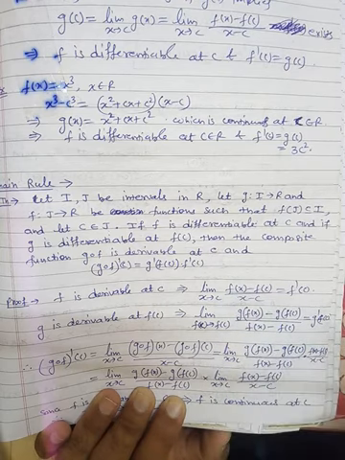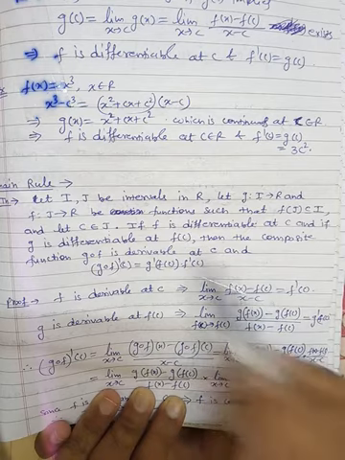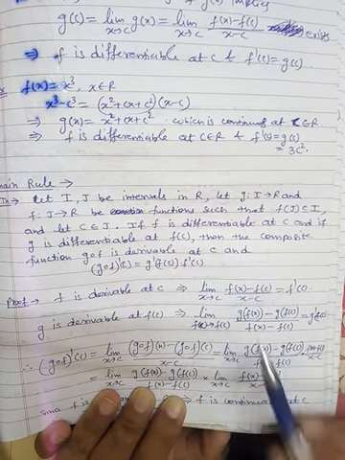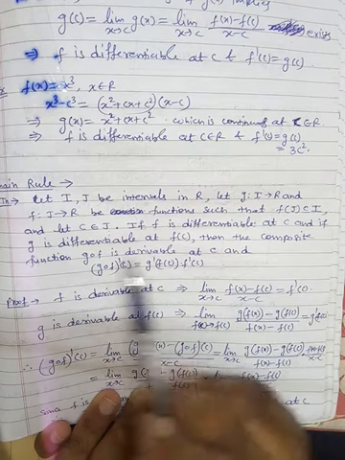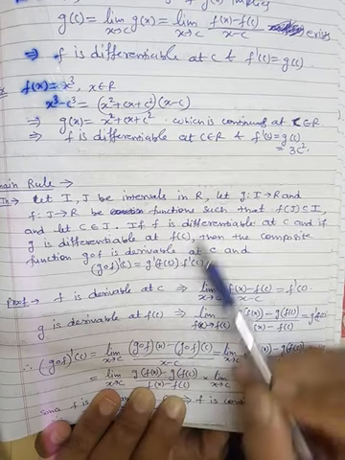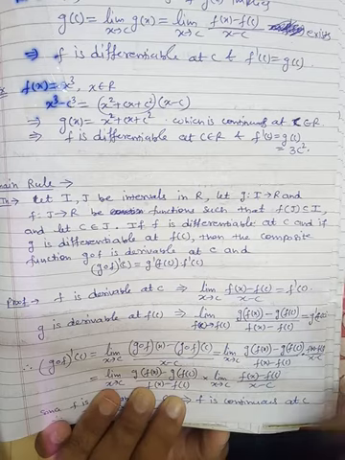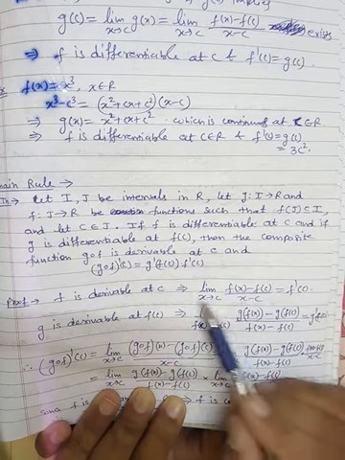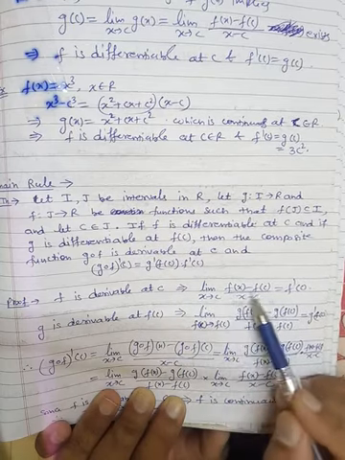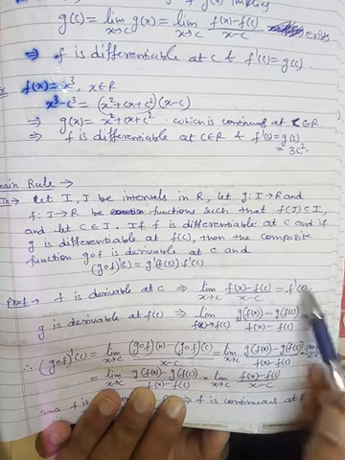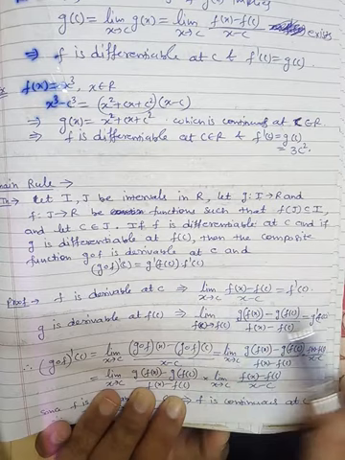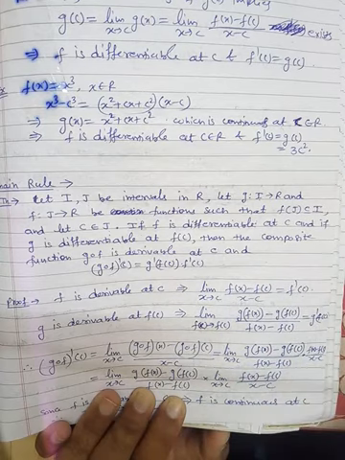So what is given to you? F is differentiable at C, and G is differentiable at F of C. We will use these two concepts first. F is derivable at C. This means limit as x tends to C of F of x minus F of C divided by x minus C is equal to F dash C. This is by the definition of the derivative of the function at point C.